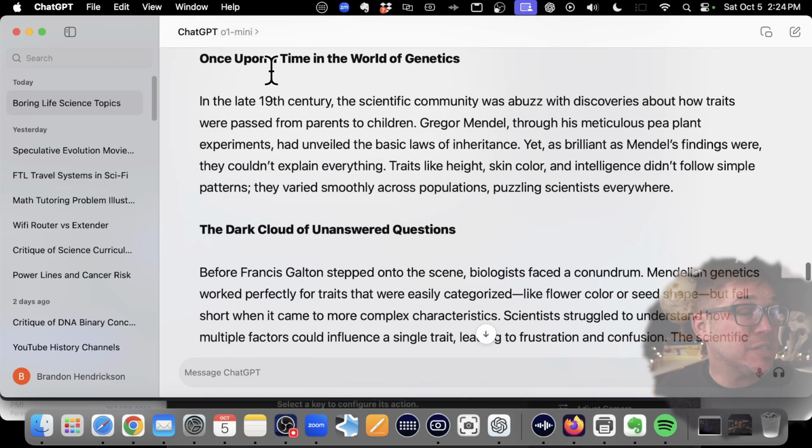Once upon a time in the world of genetics, in the late 19th century, the 1800s, the scientific community was abuzz with discoveries about how traits were passed from parents to children. Gregor Mendel, through his meticulous pea plant experiments, had unveiled the basic laws of inheritance. Do you know the story? We could talk about this, but we probably won't for time right now. Yet as brilliant as Mendel's findings were, they couldn't explain everything. Traits like height, skin color, and intelligence didn't follow simple patterns. They varied smoothly across populations, puzzling scientists everywhere.